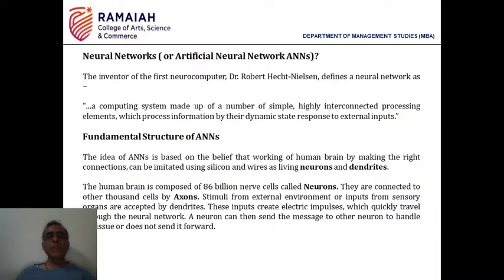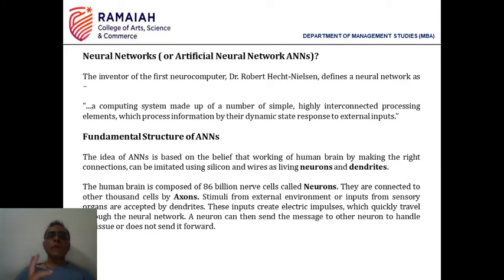So what basically does neural network mean? Before I go ahead with what it means, neural network is also referred to as artificial neural network or ANN. The inventor of the first neurocomputer, Dr. Robert Hecht-Nielsen, defines a neural network as a computing system made up of a number of simple, highly interconnected processing elements, which process information by their dynamic state response to an external input.